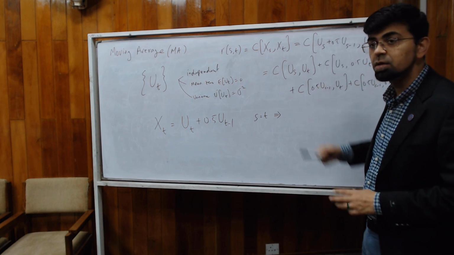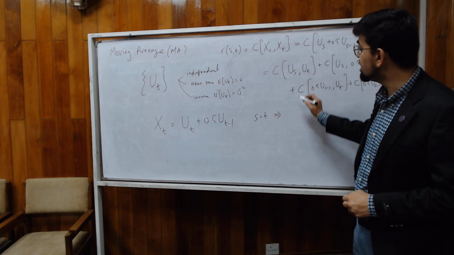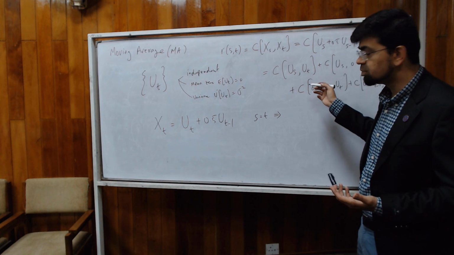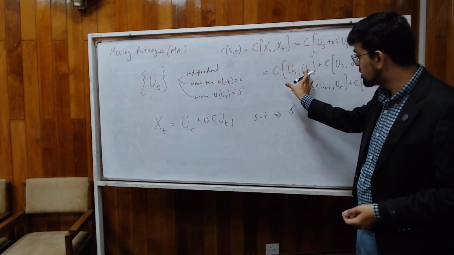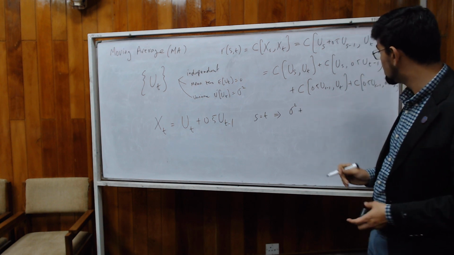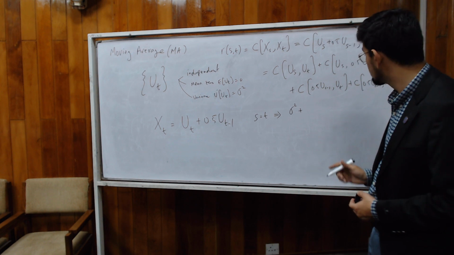What about this one? The variance of S, variance of U, whatever you want to call it. What is that? Sigma is plus. What about this one? The variance of 0.5 will come out as sigma.